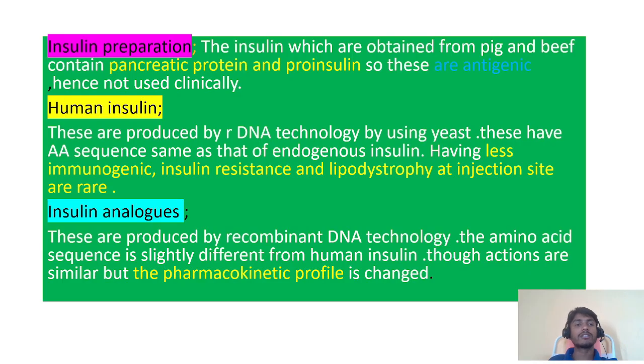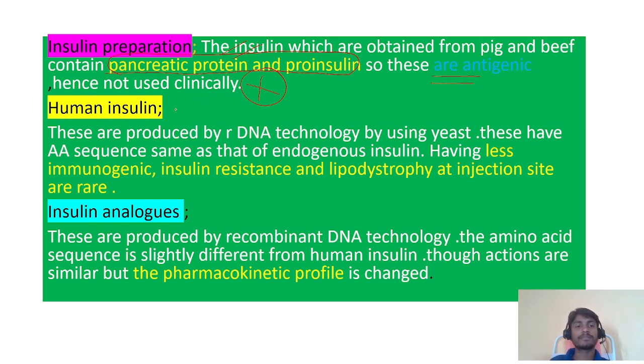Insulin preparations. Insulin obtained from pig and beef contains pancreatic protein and proinsulin. So these are antigenic, they activate our immune system, hence not used clinically.